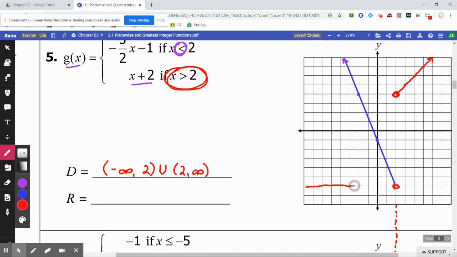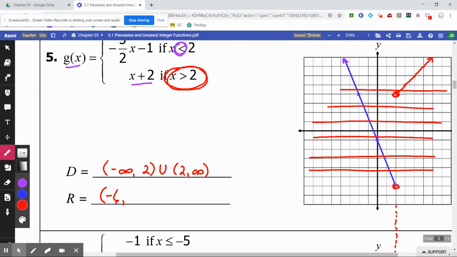Your graph starts here. Starting at the bottom, your graph starts here, but it does not include this y value. That's 1, 2, 3, 4, 5, -6. Your graph starts at -6, but it does not include -6. And it looks like it continues up forever. -5, -4. There's graph everywhere right here.